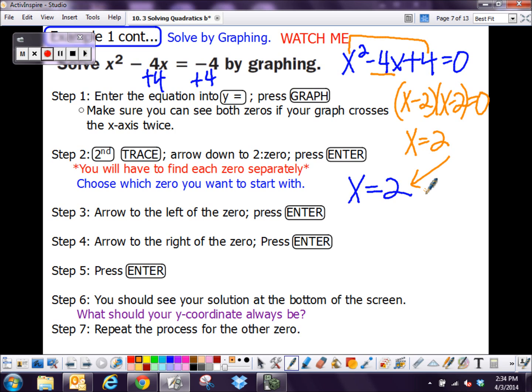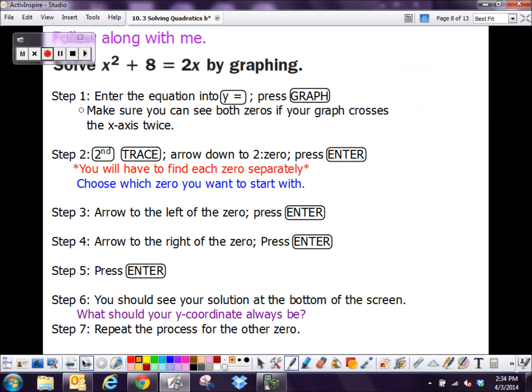Okay, let's try another one. All right, we have x squared plus 8 equals 2x, and we're going to solve this again by graphing. So I need to get that 2x to the other side, so I'm going to subtract it. So now I have x squared minus 2x plus 8 equal to 0. Okay, now that I have it this way, I can find my zeros in the calculator.